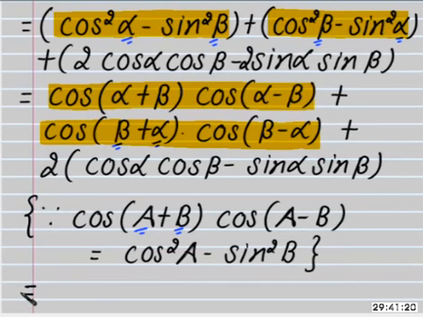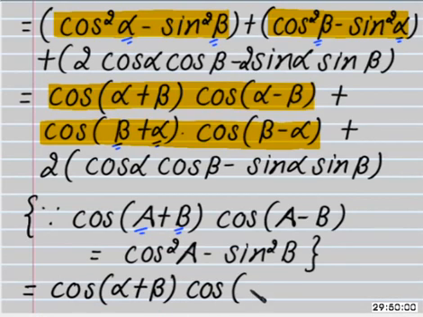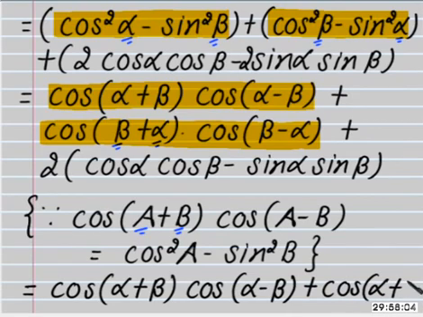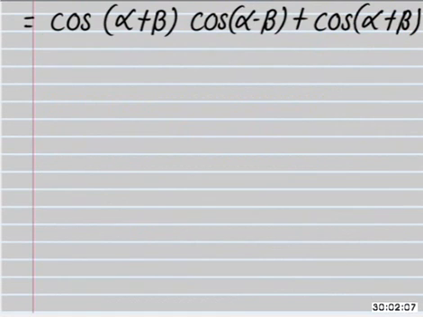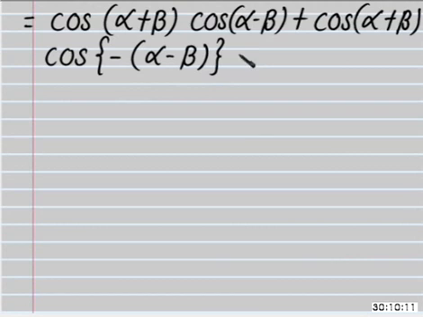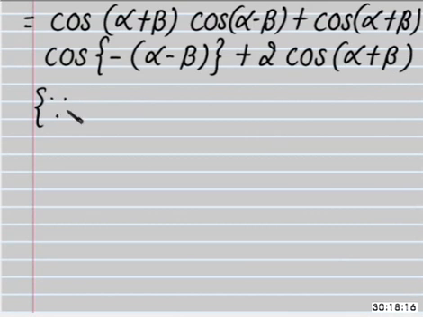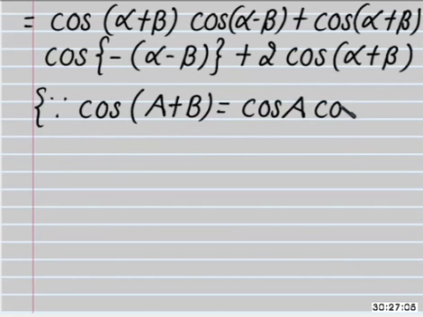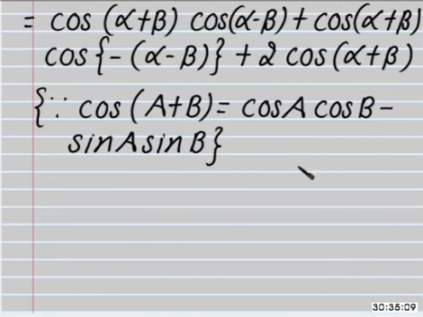Further we can write it as it is equal to cos of alpha plus beta into cos of alpha minus beta plus cos of alpha plus beta into cos of minus of alpha minus beta plus 2 into cos of alpha plus beta, because we know that cos of A plus B is equal to cos A into cos B minus sin A into sin B. Here A is equal to alpha and B is equal to beta.